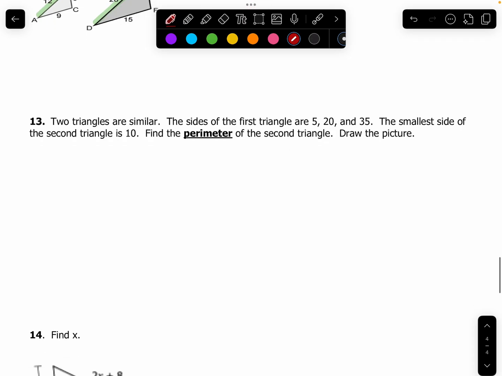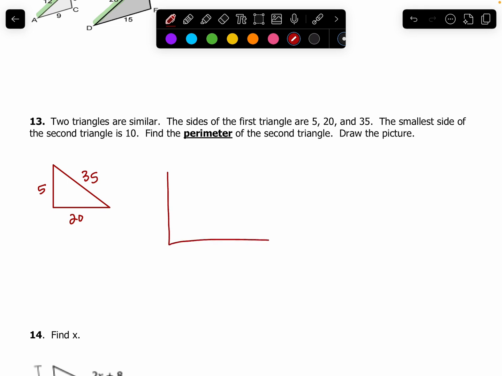Number 13, two triangles are similar. The sides of the first triangle are 5, 20 and 35. The smallest side of the second triangle is 10. Find the perimeter of the second triangle, draw a picture. All right, so we're going to do the perimeter of the first triangle by adding up all the sides.